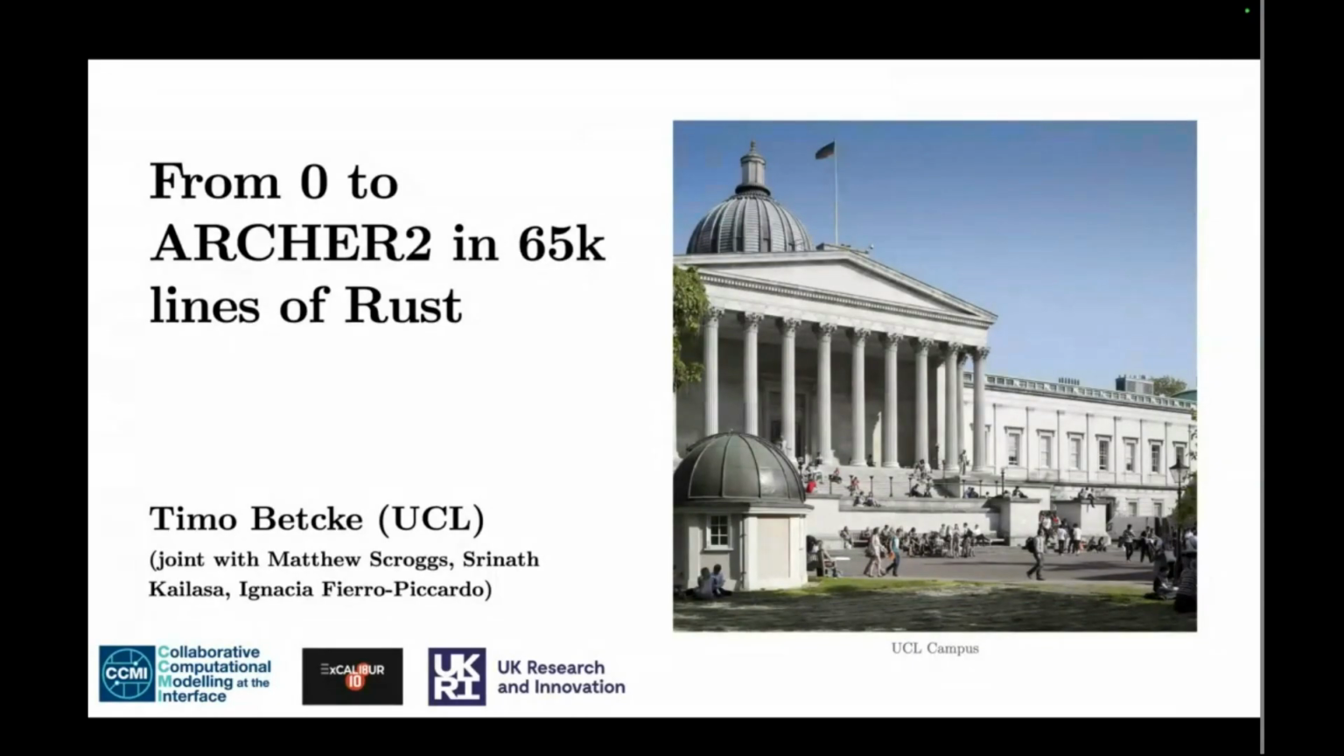This is joint work with my good colleague Matthew Scroggs, who's at UCL Arc, Sri Kailasa, my former PhD student, who's now a postdoc in Cambridge, and Ignacio Fierro Picado, who is a postdoc with me. So, from zero to ARCHER2 in 65,000 lines of Rust, which is roughly the amount of lines of code we have at the moment.